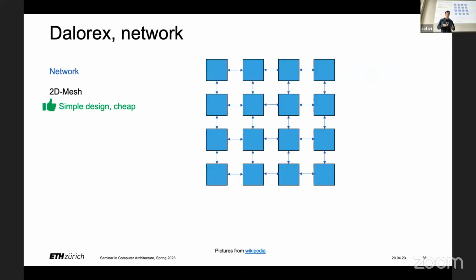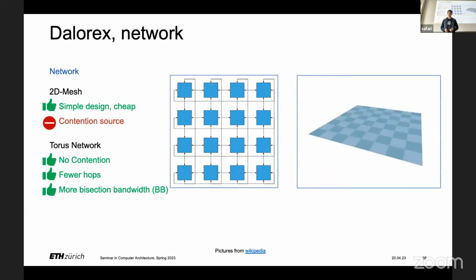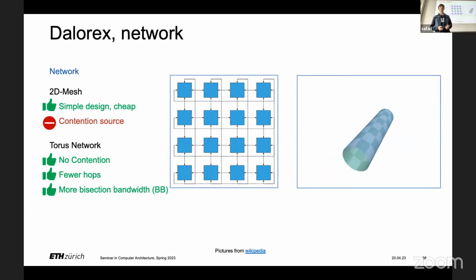For the Dalorex network, Dalorex does not use a simple two-dimensional mesh network. This is a design that is very cheap, but comes with possible contention sources. Instead, Dalorex is going to use a torus network. This kind of network does not have contention sources. It comes with fewer hops and more bisection bandwidth.